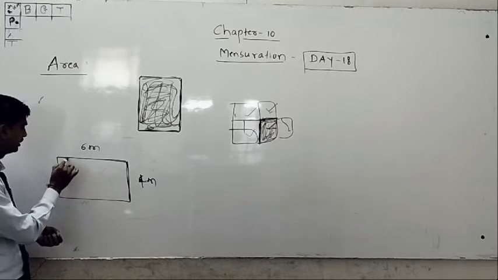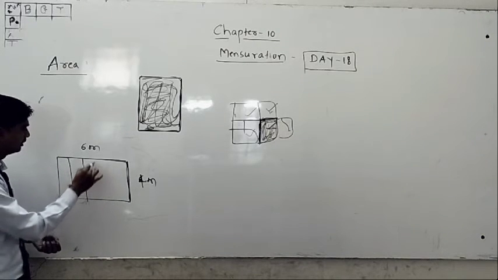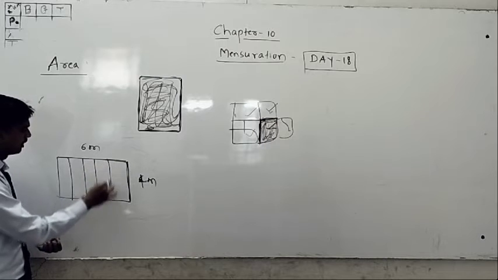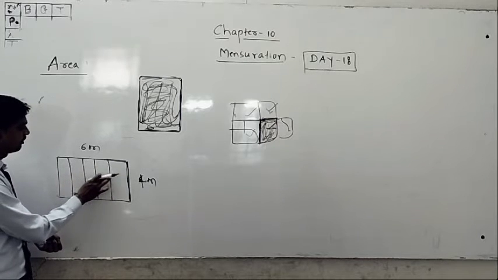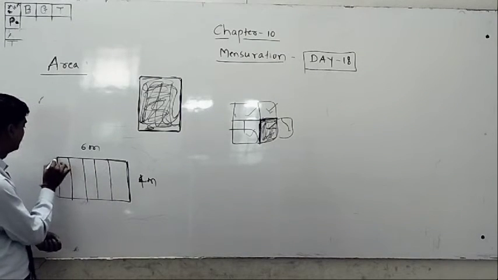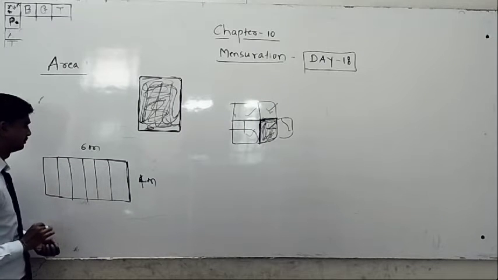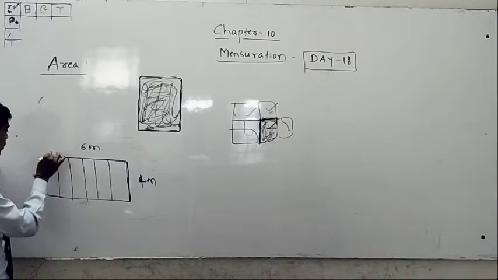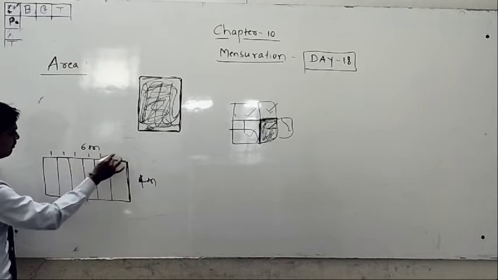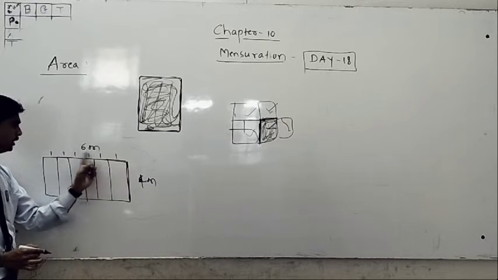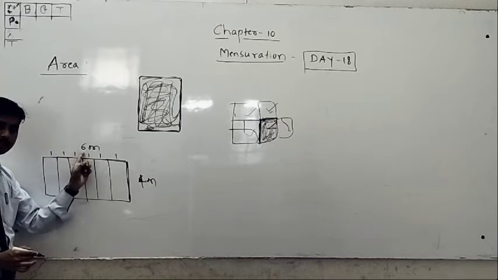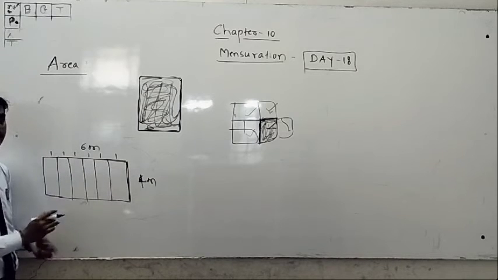1 meter means it is 1 1 1 1 1, 2 3 4 5. It is another one, it is 6. Okay, look here, 1 1 1 1 1 1. You should count it: 1 2 3 4 5 6. There are 6 meters, and all are 1 meter columns.